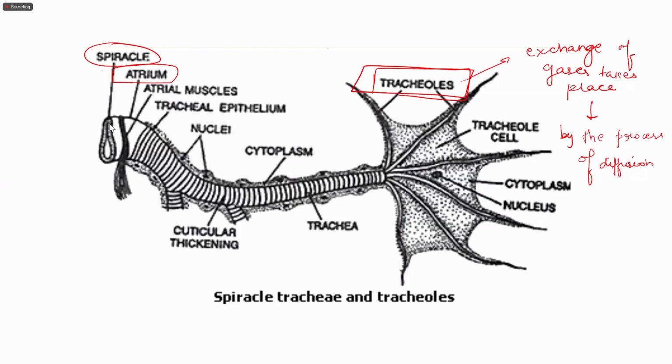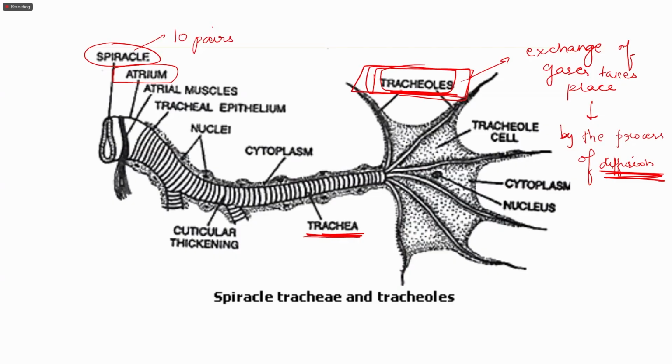So spiracles are the openings. There are 10 pairs of small holes, the spiracles, and the trachea is divided into further shorter branches, the tracheoles. In the tracheoles, exchange of gases happens by diffusion. So this is the respiratory system of cockroaches, where there are 10 pairs of spiracles, and the exchange of gases takes place by the process of diffusion.